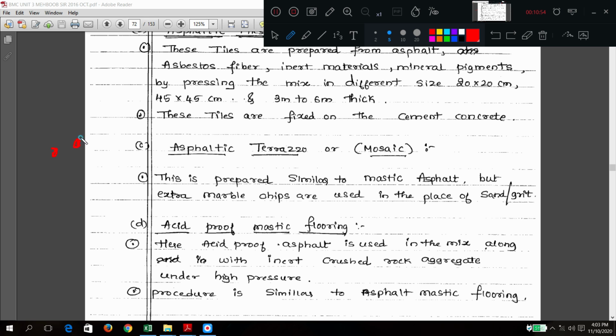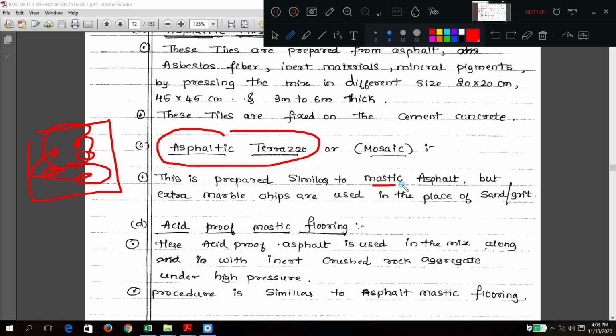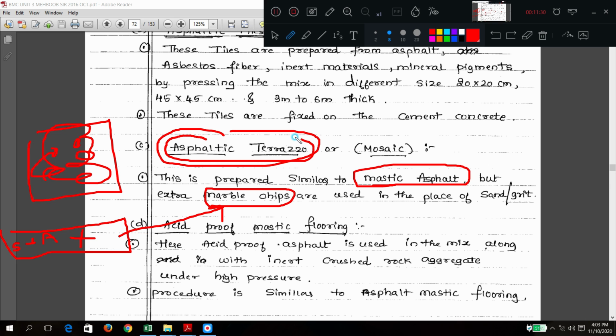Terrazzo has broken small pieces in the slurry. Here asphaltic material is added. This is prepared similar to asphaltic mastic, but extra marble chips are added. So in that slurry, what is it? Sand plus asphalt is hot mixed and acts as one liquid. In that liquid slurry you put marble chips. That type of flooring is called asphaltic terrazzo.